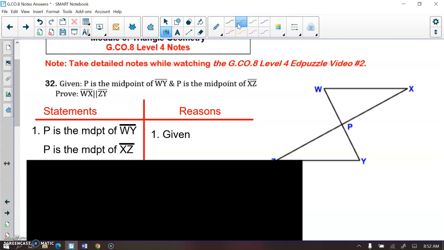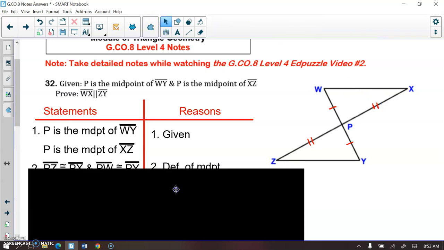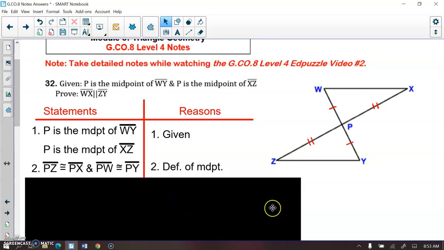So from here, we know what midpoint means. Midpoint means it cuts the segments in half. So if I say P is the midpoint of WY, then I can say WP and PY are congruent. And if P is the midpoint of XZ, I can say that ZP and XP are congruent. So that's what I'm going to say in my next step by the definition of a midpoint. So now I have two pairs of corresponding sides congruent.